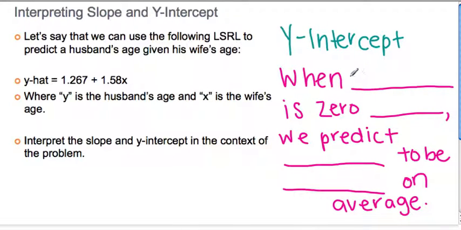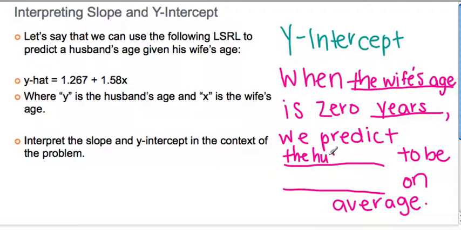So when X, and X is the wife's age, is 0 years, we expect Y, which is the husband's age, to be, and then what's the y-intercept? 1.267 years on average. Now let's step back and see if this makes sense.